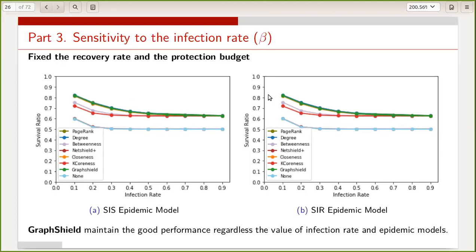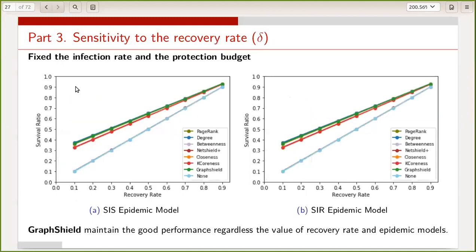And we can see that if the infection rate is very small, then the survival ratio of all of the methods will achieve the best. And how if we change the recovery rate, as well, the graph will maintain the good performance regardless of the value of the recovery rates and the epidemic model. This one is on the SIS model, and this one on the SIR model.